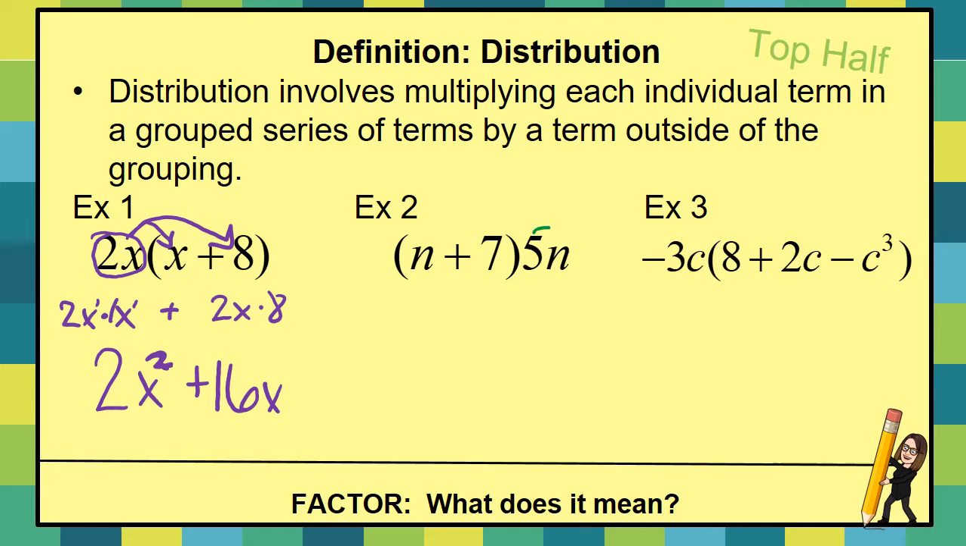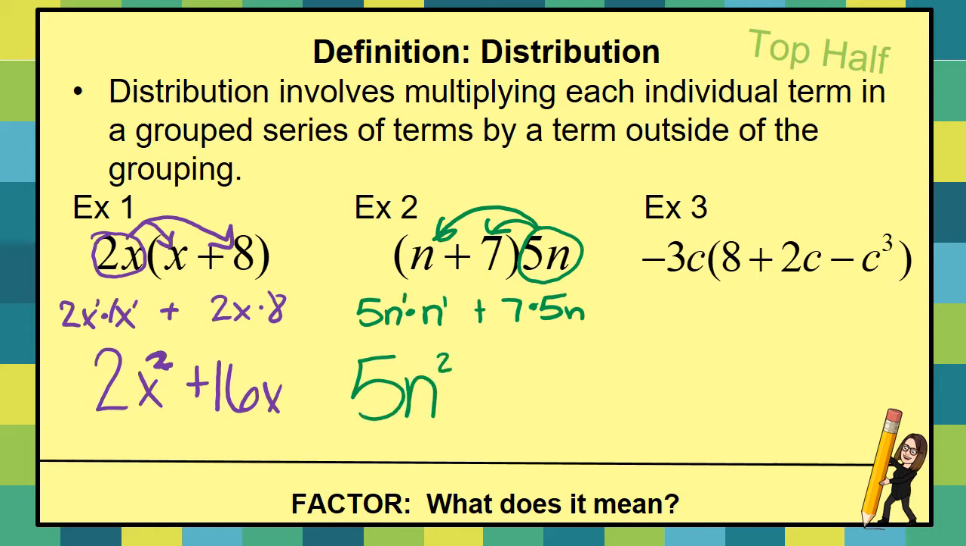Let's take a look at example 2. In this example, my term outside happens to be on the right side. That shouldn't change anything. I'm still going to distribute it to every term on the inside of my group. So again, I'm going to write it out. I have a 5n times n and a positive 7 times 5n. The order in which I multiply does not matter. So if the 5n's in front or behind, doesn't change a thing. 5n times n is 5n squared because we add these ones. 7 times 5n is going to be 35n.